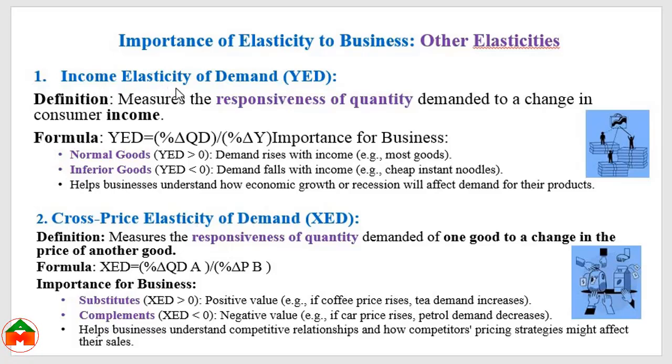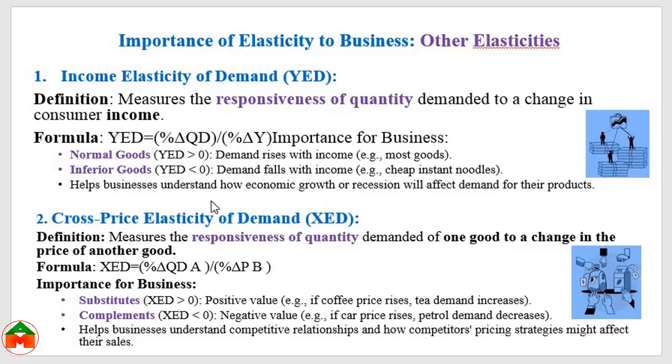The income elasticity of demand indicates the responsiveness in the quantity demanded due to the change in income. For example, in case of normal goods, if there is an increase in income, there will be an increased demand. On the other hand, in case of inferior products, if there is an increase in income, there will be a decreased demand. So you can calculate the income elasticity of demand by the percentage change in the quantity demanded divided by the percentage change in the income.